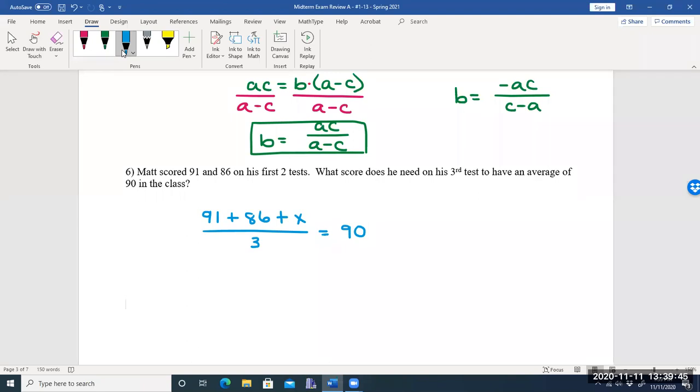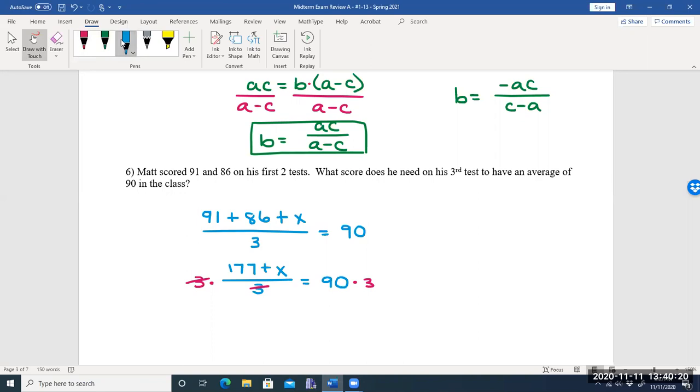And then we're going to divide by 3 because there are 3 tests, and we want this to equal an average of 90. So this is the equation we need to solve. Let's see, 91 plus 86 would be 177. So 177 plus x over 3 equals 90. I can multiply both sides of the equation by 3, and that will get rid of that denominator there. So multiply both sides by 3.